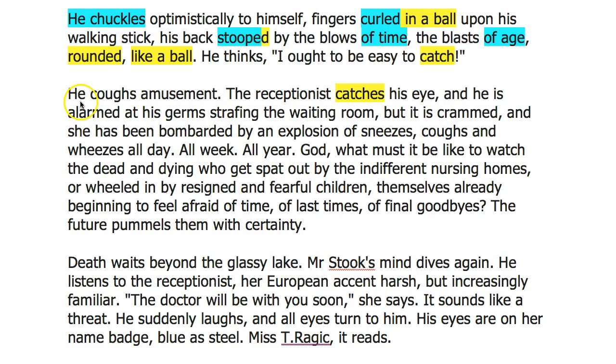Next, we're going to go down to this paragraph. He coughs amusement. The receptionist catches his eye. Notice the joke that I'm carrying on here, using catches in a different sense. Good readers will pick up on that. And he is alarmed at his germs strafing the waiting room. Notice the really powerful verb again. But it is crammed, and she has been bombarded by an explosion of sneezes, coughs, and wheezes all day, all week, all year. Notice the repetition for effect here and the rhythm that it gives the writing.